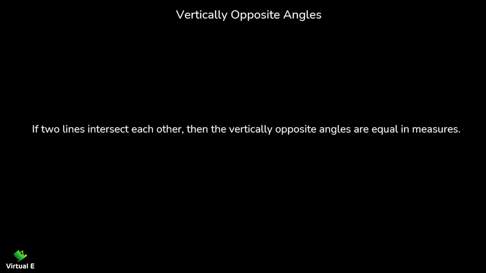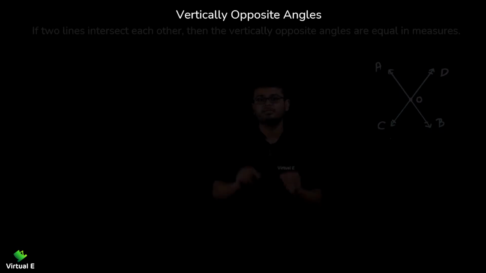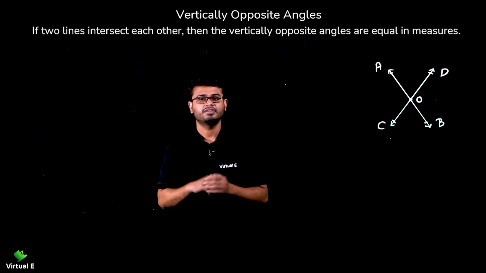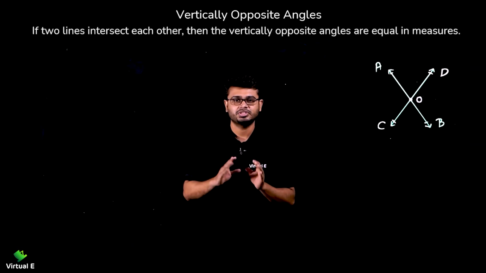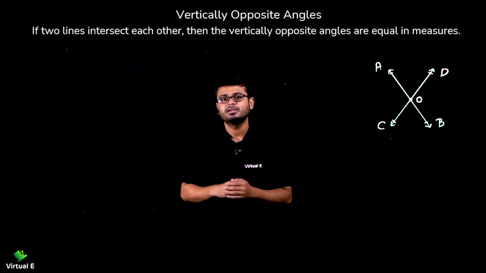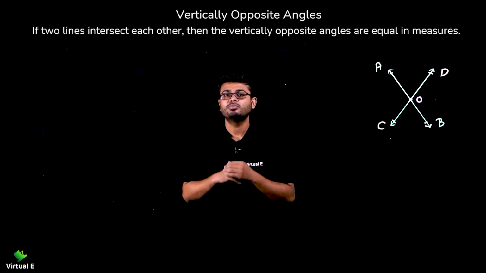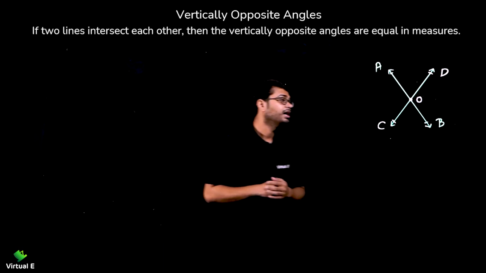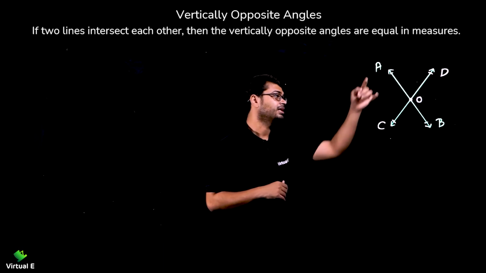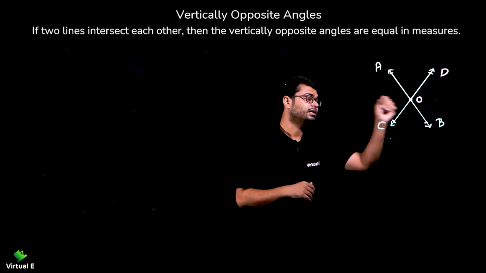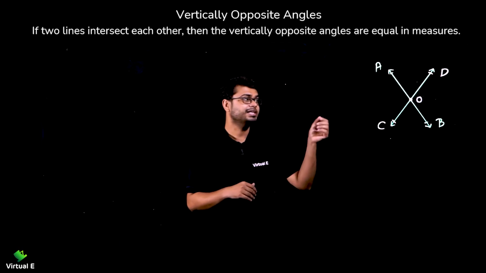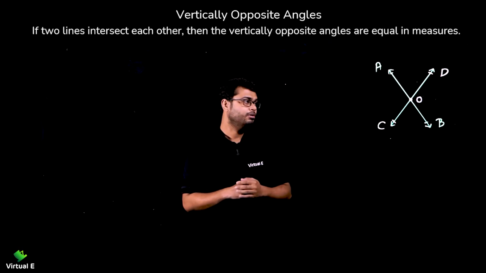If two lines intersect each other, then the vertically opposite angles are equal. We need to prove this theorem. We know this statement. We have done the sums based on this as well in grade 7, but in grade 9 we need to prove it. So I have taken two lines AB and CD, and the intersecting point is point O.